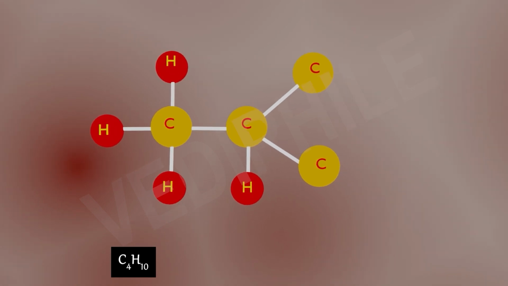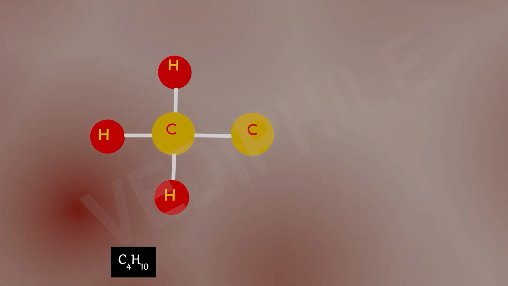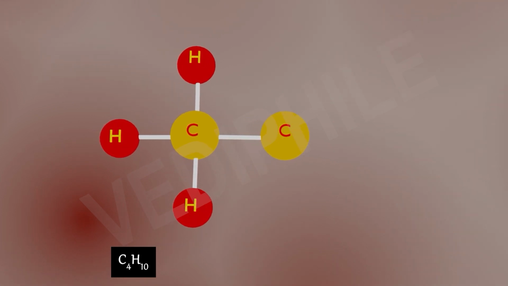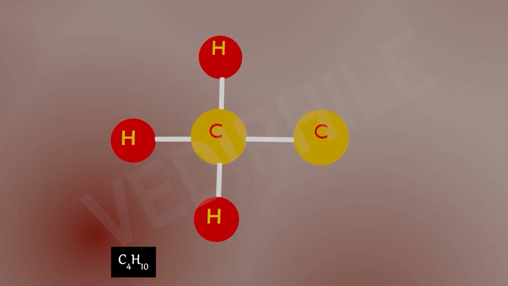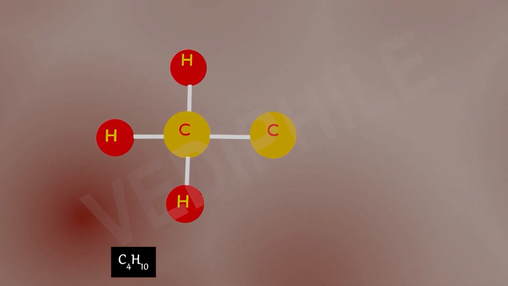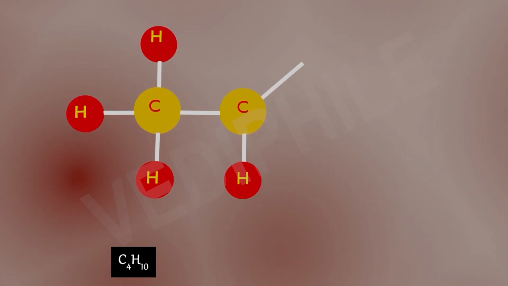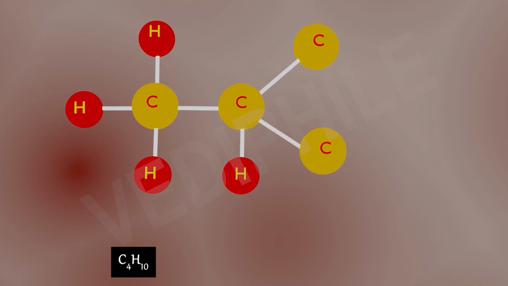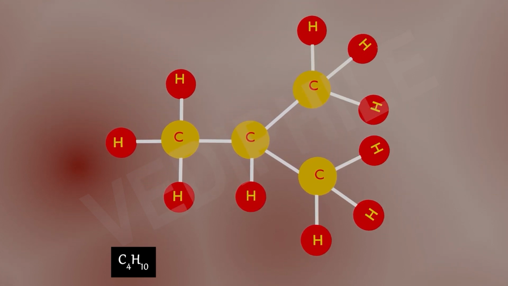So if it's a linear chain, then the structure will be like this. But in the branched skeleton, the first carbon will be attached with 3 more hydrogens, because the first carbon has 3 remaining valencies. But the second carbon is already attached with 3 carbons. So only one valency is remaining, and that valency is saturated by a hydrogen atom with a single bond. Now the last branched carbons have 3 remaining valencies. So both the carbons will be attached with 3 hydrogens.